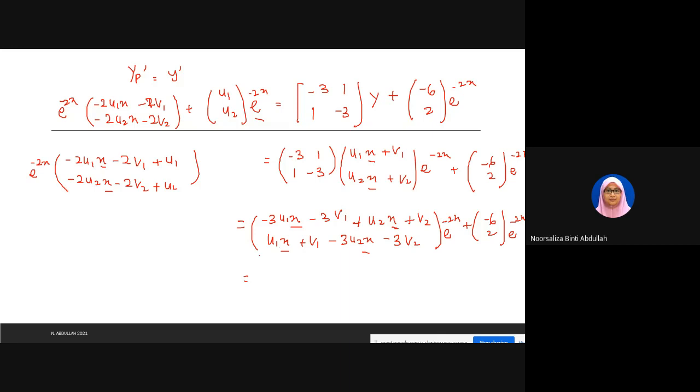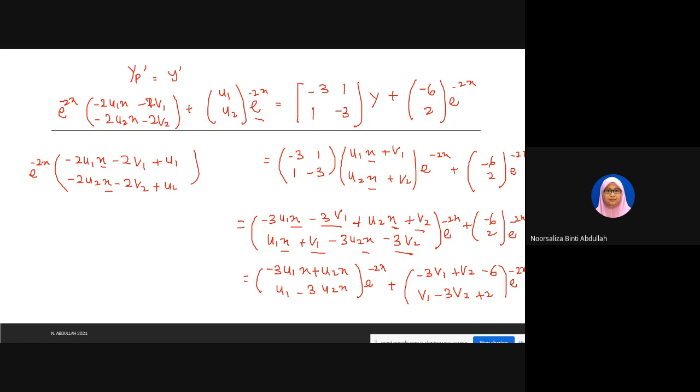Okay, so now you have a minus 3u1, okay, x plus u2x, u1 minus 3u2x, okay, exponent minus 2x, okay, and then plus, okay, the one without x is this one, this one, this one, and this one. Okay, now you have minus 3v1 plus v2 minus 6. Okay, and you have v1, okay, minus 3v2 plus 2 exponent minus 2x.